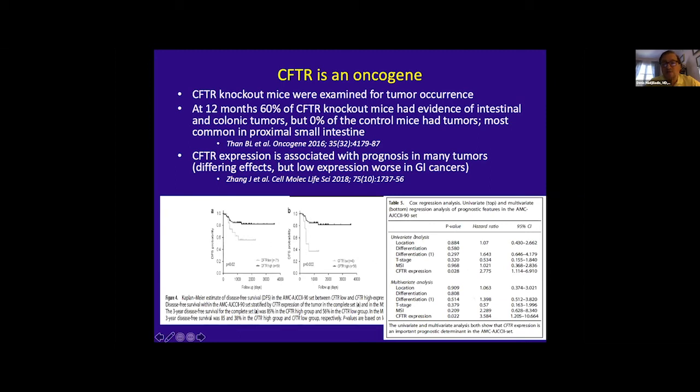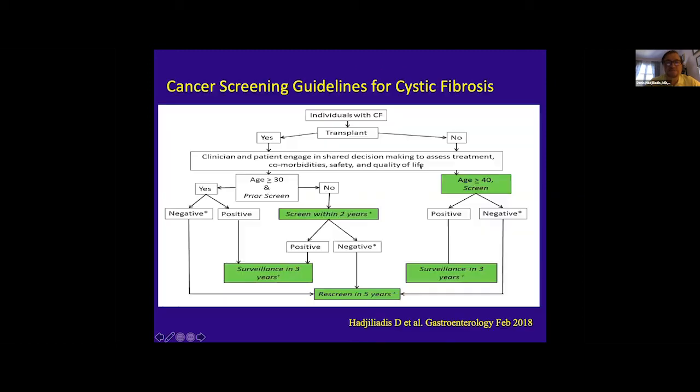When they did a multivariate analysis in this set, they found CFTR expression was the biggest predictor of progression. CFTR expression has also been found in another study to be associated with prognosis in many tumors. It has different effects in different tumors, so it's not certain, but in GI cancers, low expression is bad.